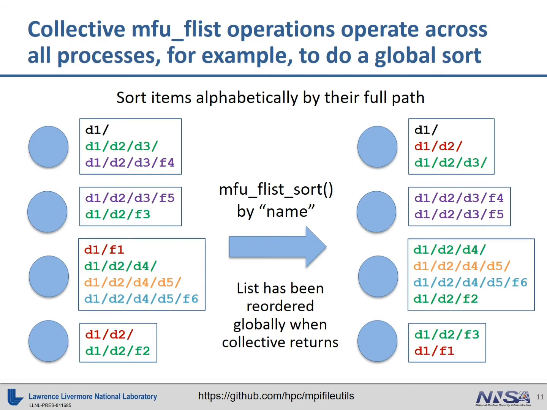To give you a flavor of these functions, here I'm showing the sort operation. On the left side is a list that might have been generated after a libcircle walk, where each process ends up with a random set of items under a directory tree. All the processes then call this mfu flist sort. In this case, they're sorting by name, which sorts by path. After the return from that, they end up with a list on the right where the items have been globally reordered across the processes so that the items are now in alphabetical order by path name.